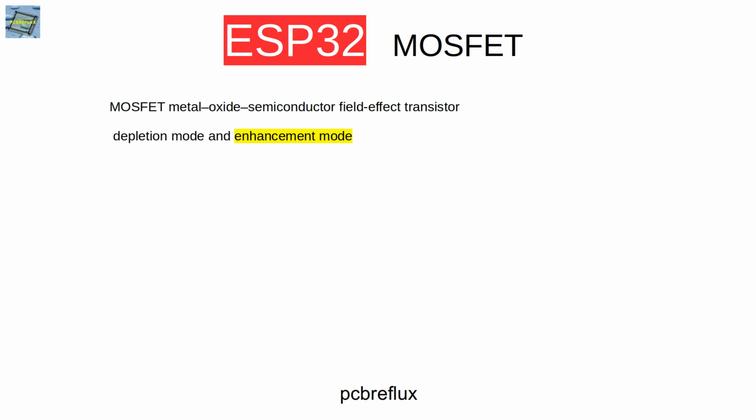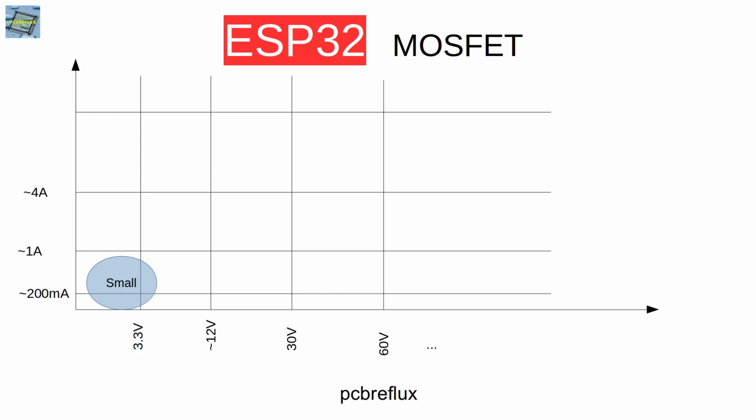And today I want to talk just about the enhancement mode and using the MOSFET as a switch, just below a frequency of about 1 kilohertz. We'll talk about this later. And I've divided this into 3 parts.